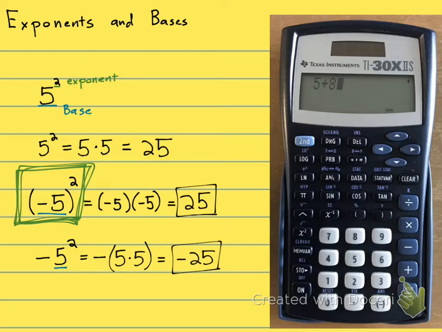Now, what if we want to do the other one? If you want to do this one down here, -5 squared, well, now you don't need parentheses. Now you're going to press -5 squared equals, and you should get a -25.